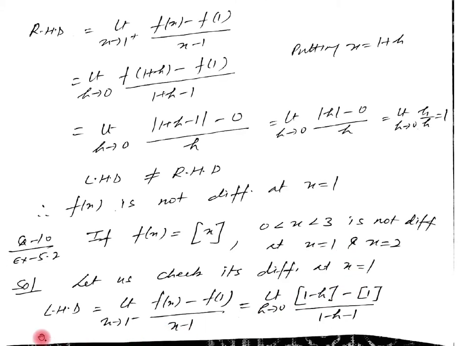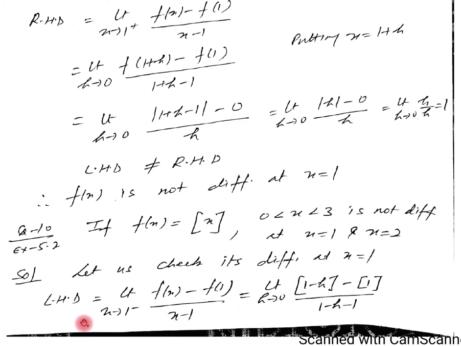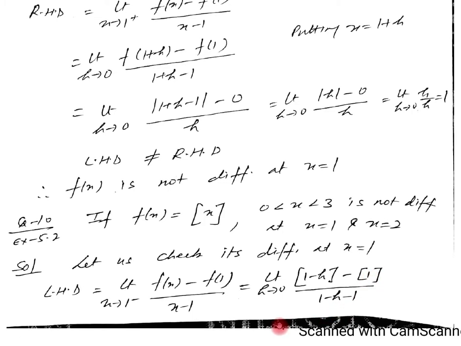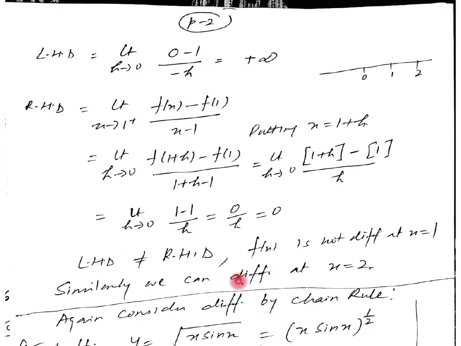Now here again we will find out the left hand derivative. Limit x tends to 1 minus, f of x minus f of 1 upon x minus 1. Now putting x equal to 1 minus h here, limit h tends to 0, f of 1 minus h minus f of 1 upon 1 minus h minus 1. Is it clear? Now let us simplify it by the definition.